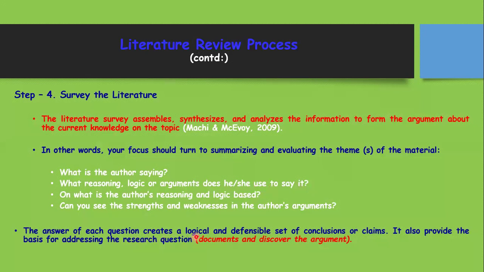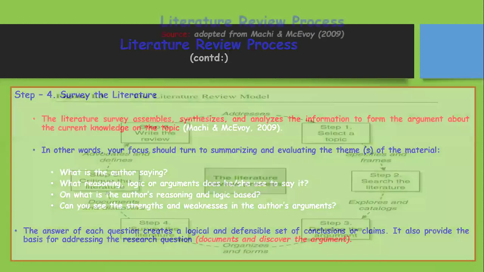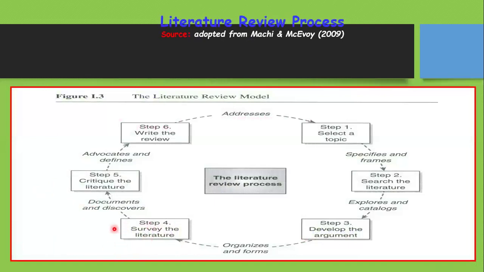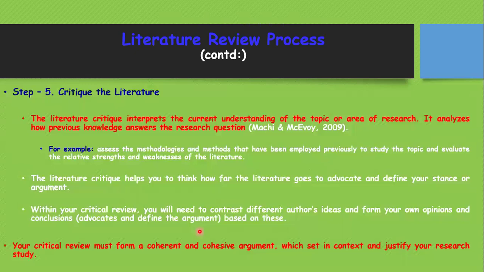So the answer to each question creates a logical and defensible set of conclusions or claims. It also provides the basis for addressing the research question. So you have done with the survey of literature. Step number 4 indicates that in order to make your argument valid, you need to have a survey of the literature where you can find the arguments of others, and the strength and weakness of others' arguments, how they provided the logics and the reasoning in their argument, in order to compare with your argument. So the next step is critique the literature.